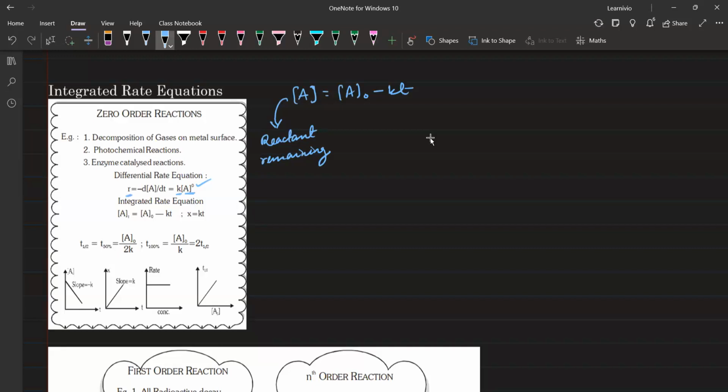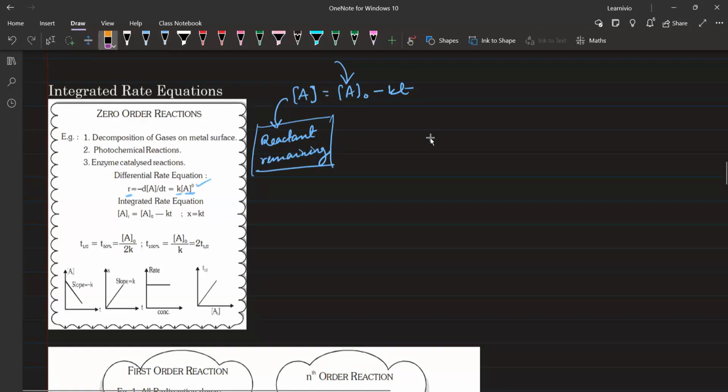It's very important, because sometimes they will ask you the amount reacted, and students generally calculate the reactant that is remaining, plugging everything in correctly. Then they are asked what is the amount that has been reacted, and they answer with the reactant that is remaining. Also, this type of question, how much amount is reacted, can be asked without giving the initial concentration.